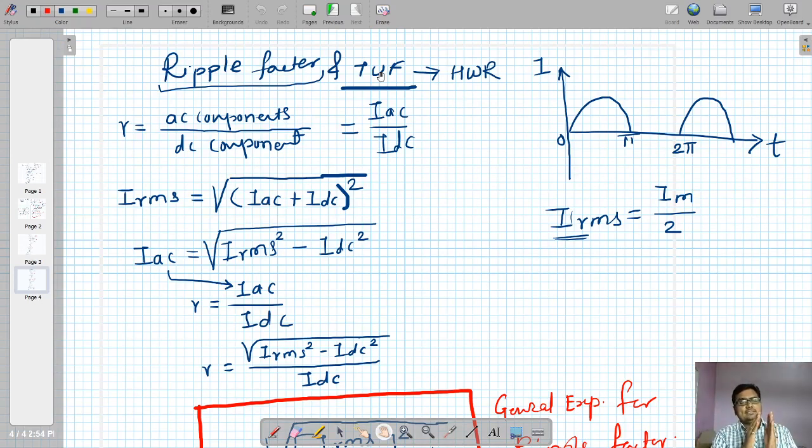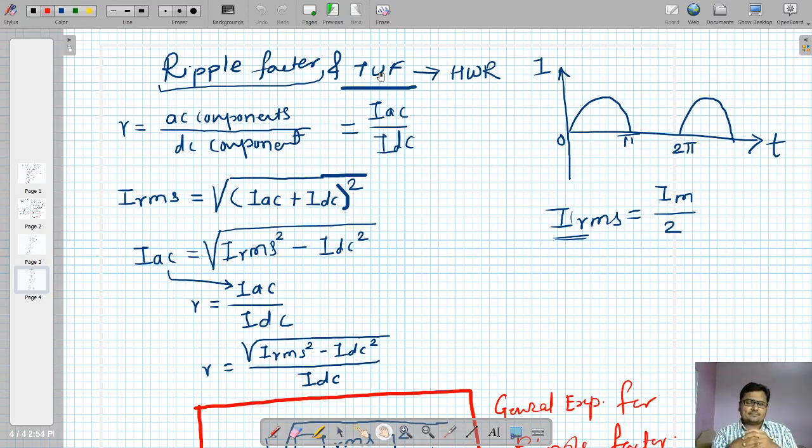Because a rectifier's job is to convert an AC signal into a DC signal. But whatever output we are getting from the rectifier is not pure DC. That output waveform still contains some AC part, some AC ripples are present in the output waveform. So how much of those AC components are present in the output? That's what we have to calculate. So the amount of AC component present in the output waveform is called the ripple factor.